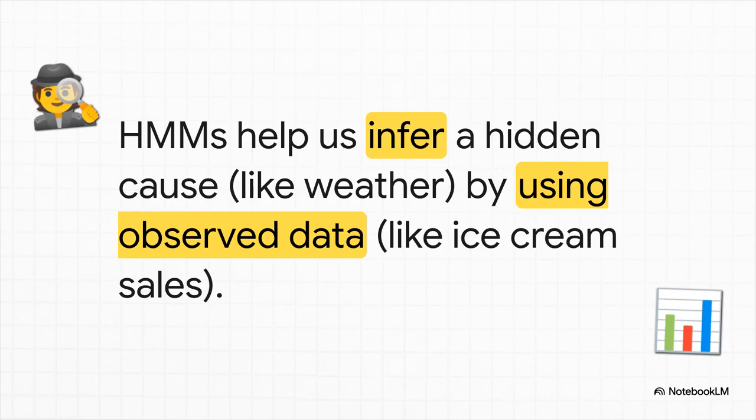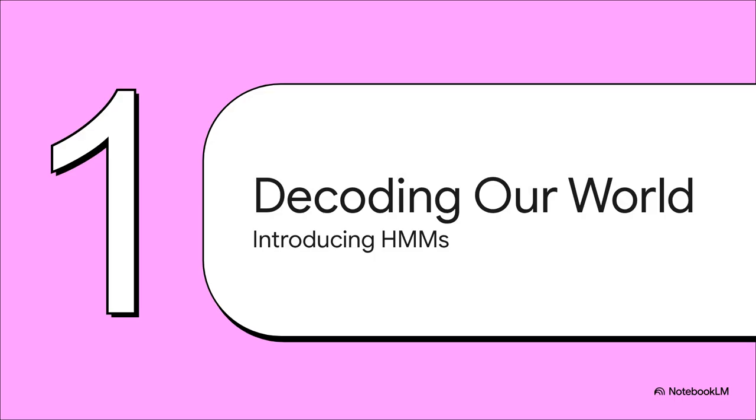We can see the effect, the number of ice creams sold. That's easy. But the cause, the actual weather, is totally hidden from us. So how do we make a really smart guess about what we can't see based only on what we can? Well, the answer to that puzzle lies in a tool called a hidden Markov model, or as you'll hear it, an HMM. It's basically a mathematical framework built for these exact kinds of situations, where we have to connect the dots between what's visible and what's really going on behind the scenes.